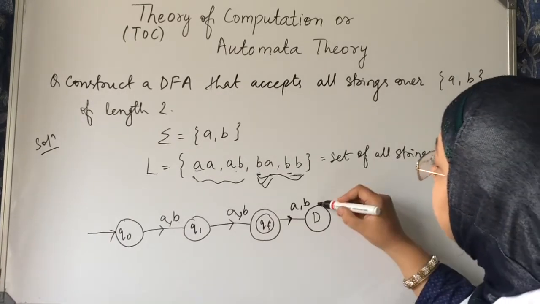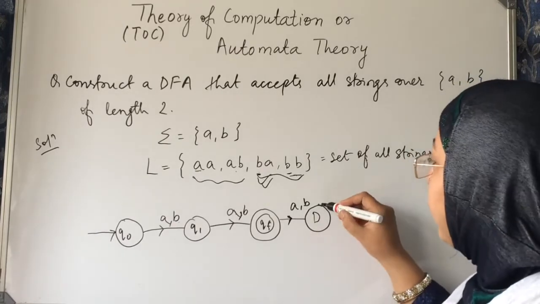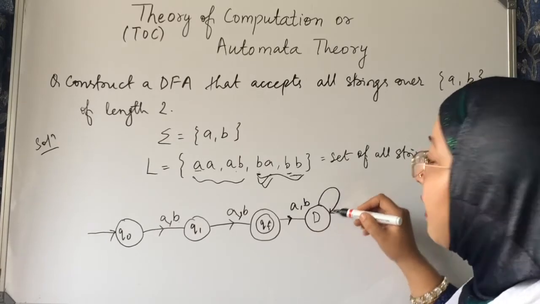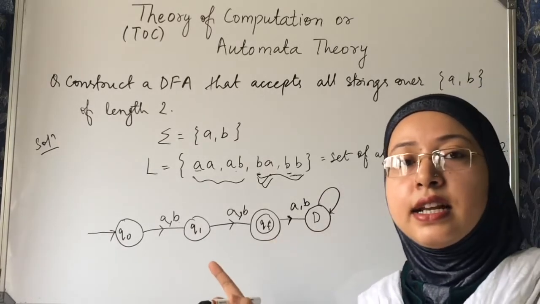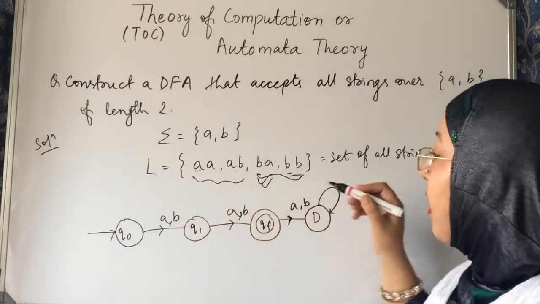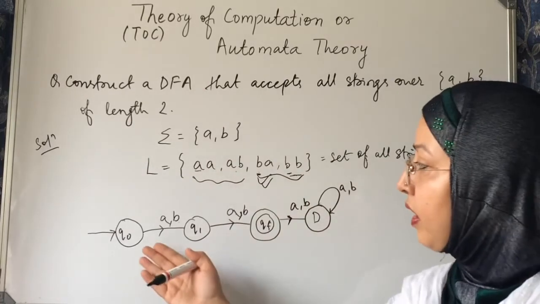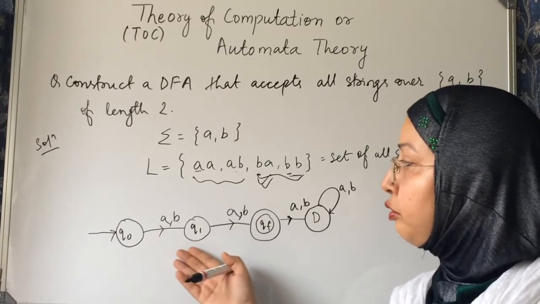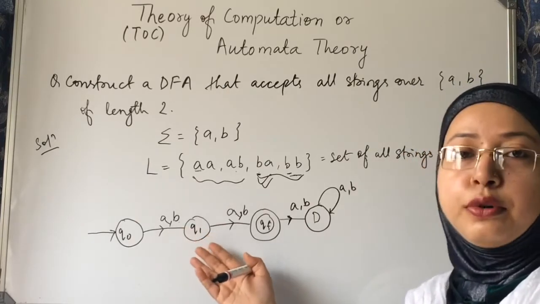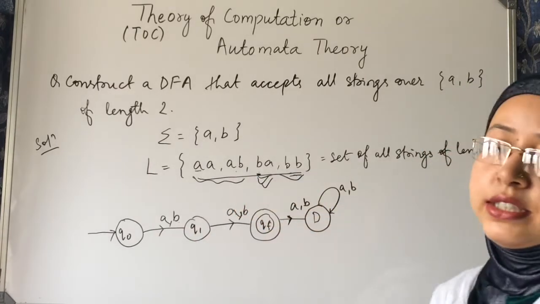What we have to write here again, at D also we have to show where it will go on looking at A, B, because at each state we have to show the transition on every symbol in the alphabet, so it will remain in the dead state. Means after looking at 2 A's or 2 B's or any combination of 2 symbols from A, B, anything other than this will go to the dead state.